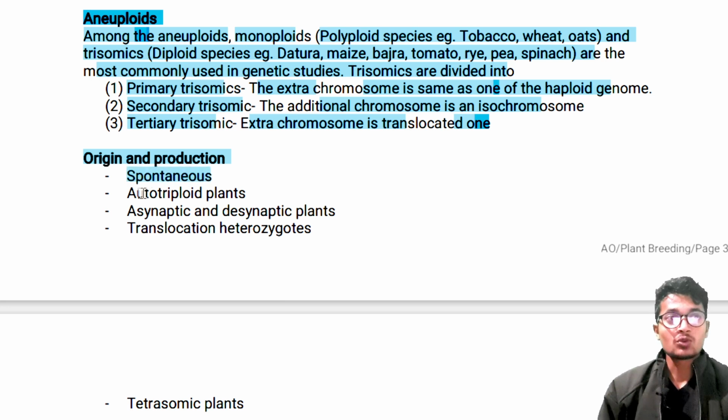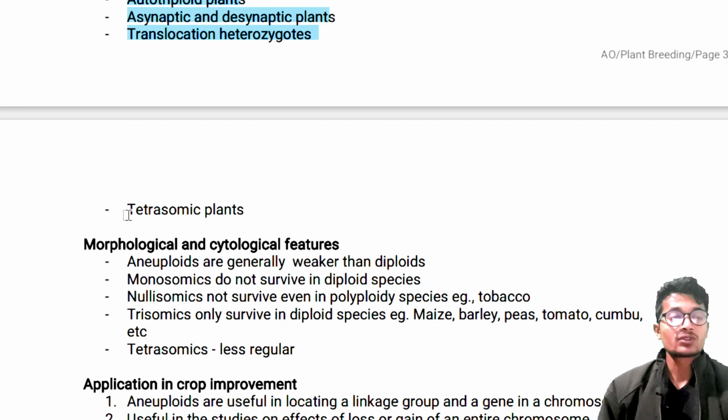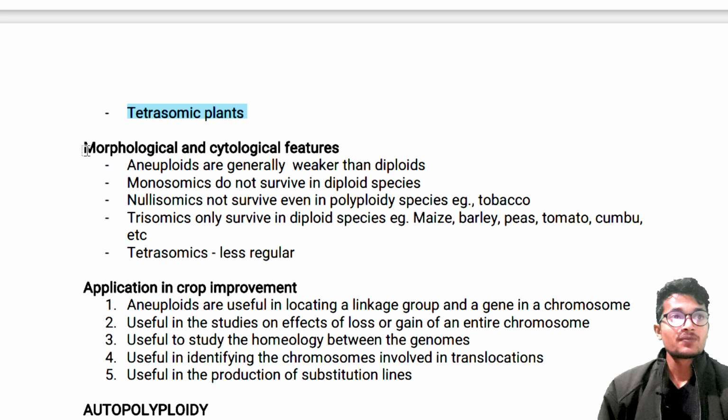First, spontaneous autotriploid plants, asynaptic and desynaptic plants, translocation heterozygote, tetrasomic plants. Next, morphological and cytological features. Aneuploids are generally weaker than diploids.